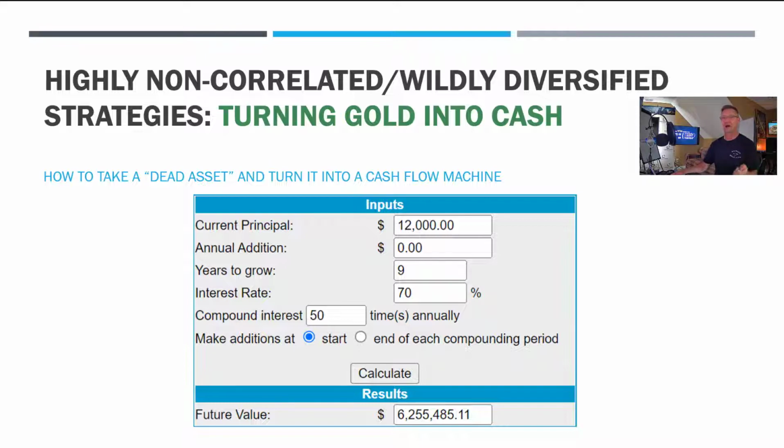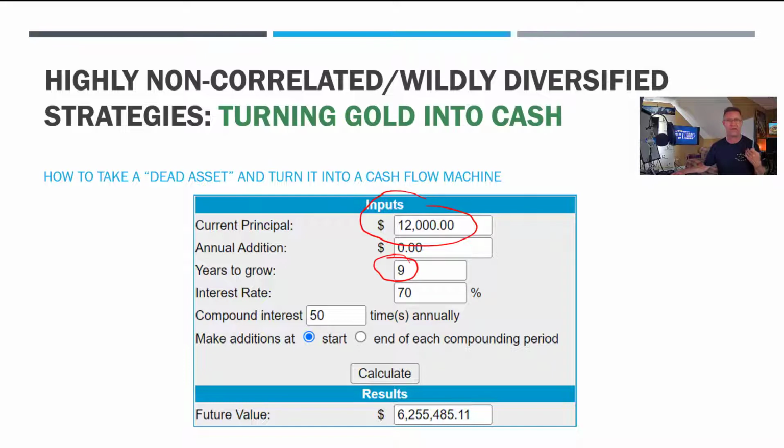It's against the law to make any promises, assumptions, or guarantees in the stock market, because that's just not how the stock market works. So the assumptions that I'm going to give you here, I'm already telling you they're going to be wrong. The assumptions are, let's take 12 grand, put it into this strategy, let it grow at 1.5% a week, and do it for 9 years.